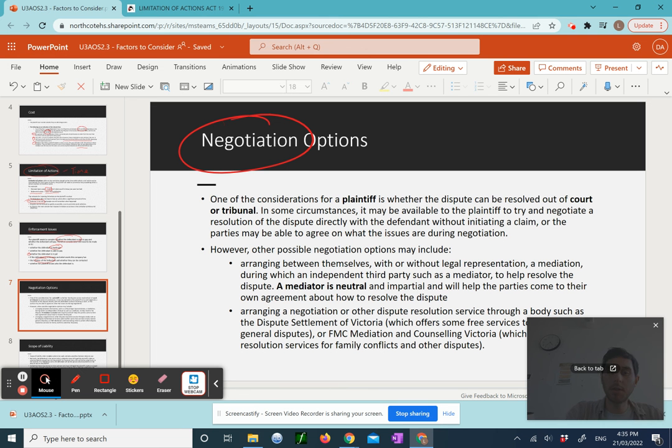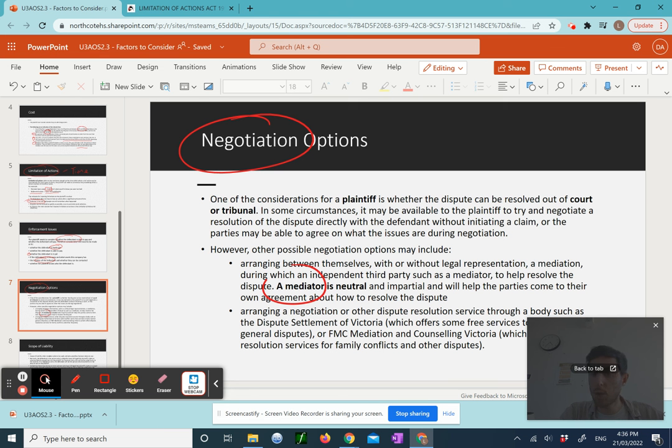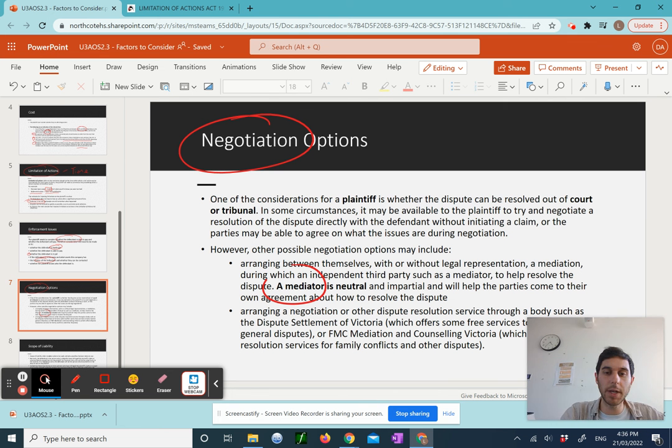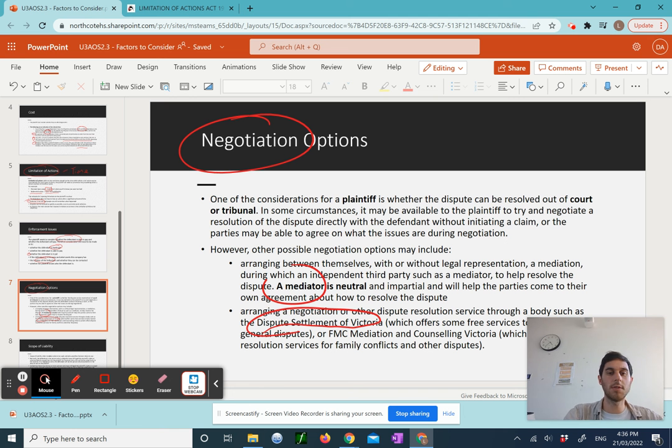Then you should think about negotiation options. Other than going to court, because we know that going to court costs a lot of money, are there other options available to you? Should you go to a mediator and try and work it out in a more informal, flexible way? Should you try and negotiate with them directly? Should you use some of these other services, like Dispute Settlement Victoria, which can offer free mediation and conciliation services? So how are you actually going to approach the problem? Is court the best choice, or are there other negotiation options available?